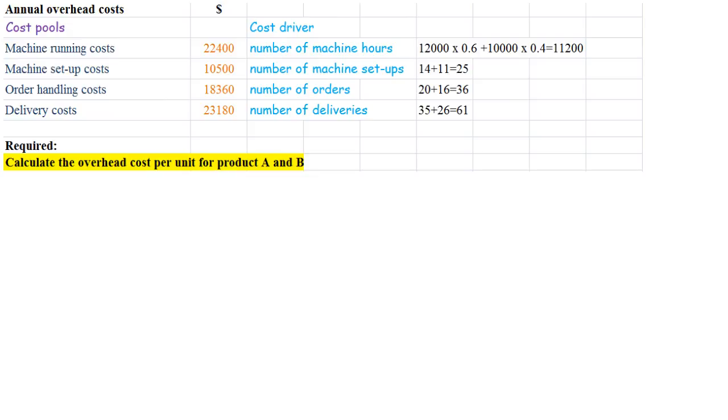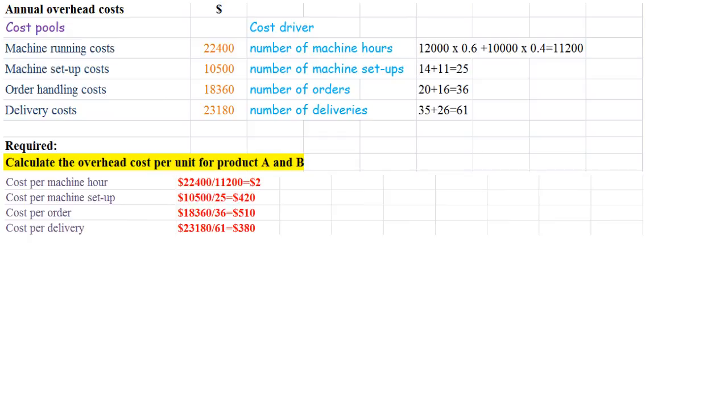Then, we calculate an absorption rate per unit of cost driver. To this end, we divide total costs of each activity by total number of cost drivers for each activity. Afterwards, we allocate the costs to each product. We multiply the absorption rate per unit of cost driver by the number of cost drivers for each product.